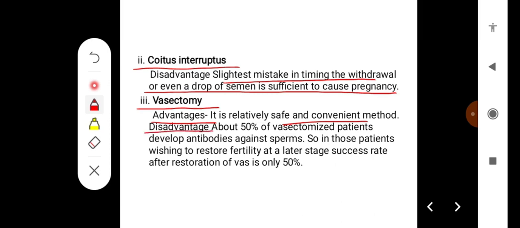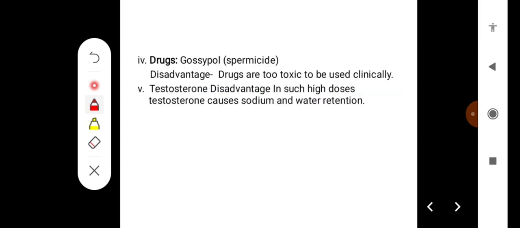Some of the disadvantages of vasectomy are that about 50% of vasectomized patients develop antibodies against sperms. So in those patients wishing to restore fertility at a later stage, the success rate after restoration of the vas is only 50%. Some drugs like gossypol, which is a spermicide, can be used. The disadvantage is that these drugs are too toxic to be utilized clinically.